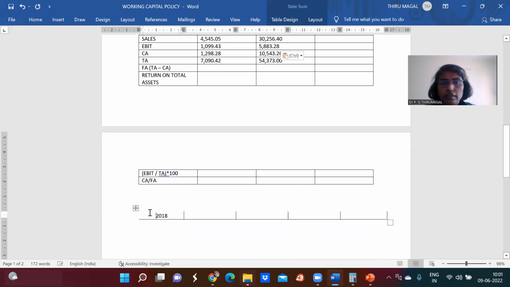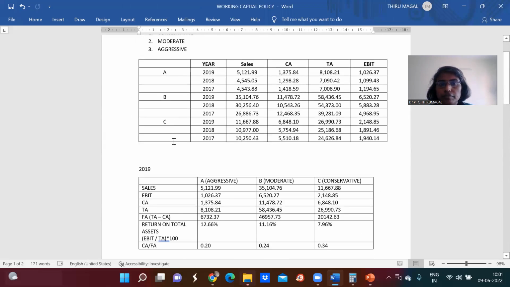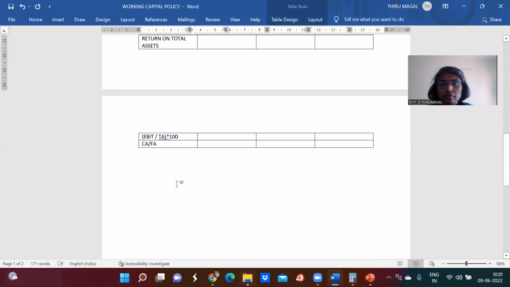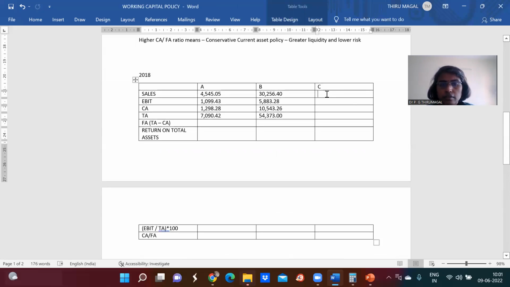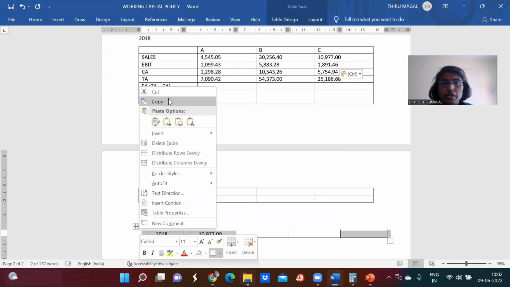Similarly, we have to take the data for 2018, company C. Let's take company C's 2018 data. So this is the sales of company C. This is current asset. This is the total assets. This one is EBIT. So now the 2018 data of the three companies have been taken.